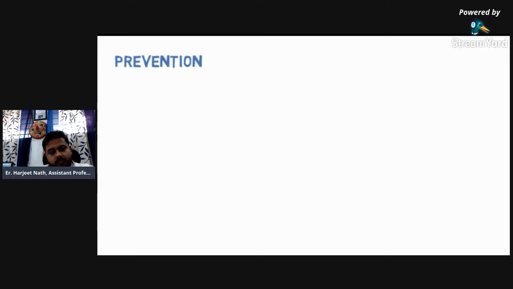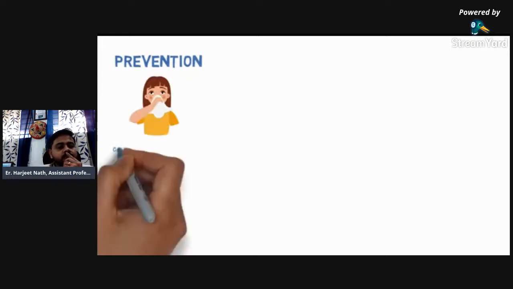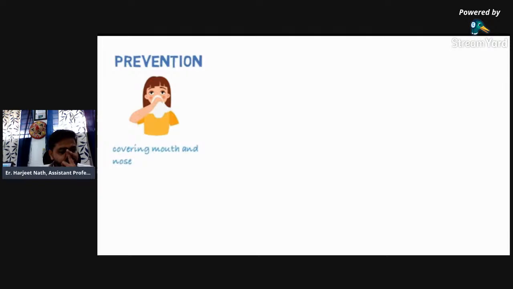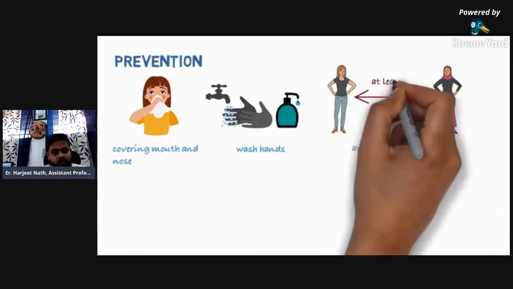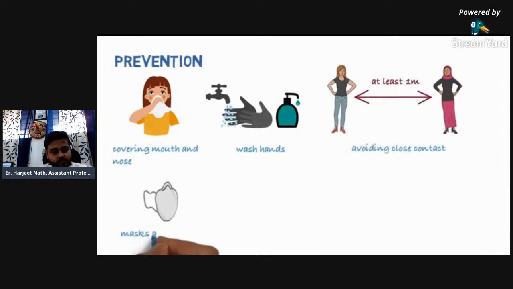There are a number of effective ways to prevent the spread of the disease. These include covering your mouth and nose when coughing or sneezing with a flexed elbow or tissue, and throwing the tissue in a closed bin immediately after use. Wash hands regularly with soap and water or an alcohol-based hand rub, maintaining at least 1 meter distance from people, and the appropriate use of masks and personal protective equipment, especially in health settings.